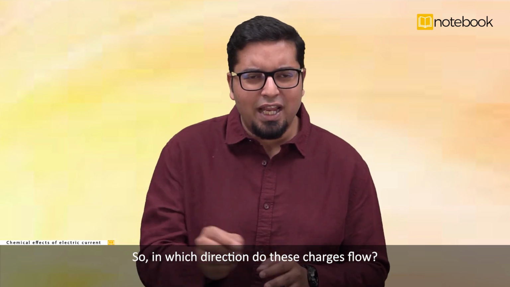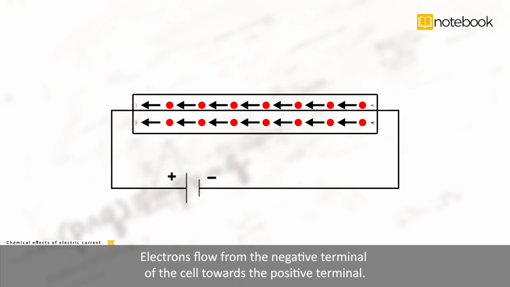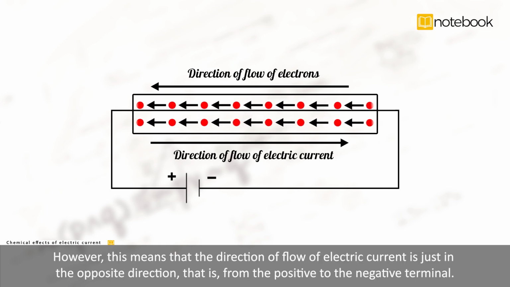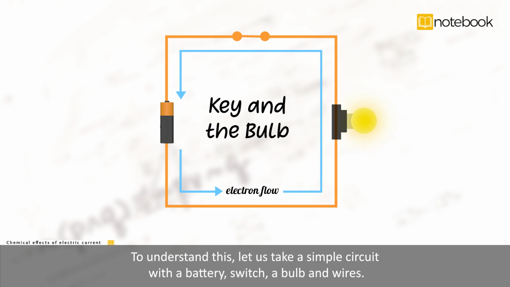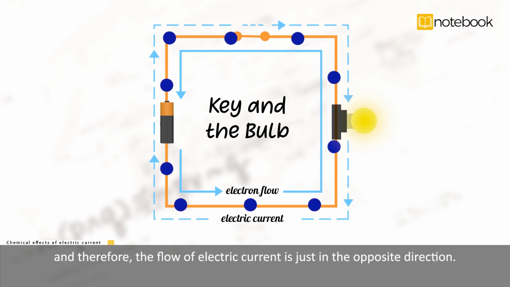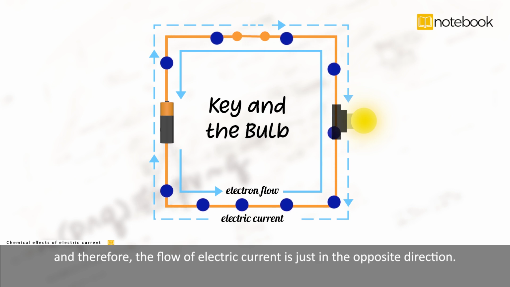So, in which direction do these charges flow? Electrons flow from the negative terminal of the cell towards the positive terminal. However, this means that the direction of flow of electric current is just in the opposite direction, that is, from the positive to the negative terminal. To understand this, let us take a simple circuit with a battery, switch, a bulb and wires. Like we already studied, electrons flow from the negative to the positive terminal, and therefore the flow of electric current is just in the opposite direction.